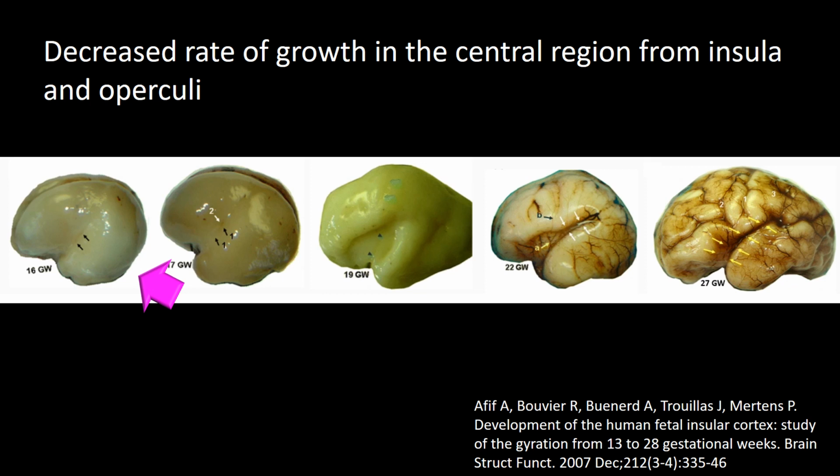Notice the initial configuration of the brain, the formation of the insula, and its gradual covering by the operculum, until the insula is no longer observed by looking at the lateral surface of the brain, as you can see indicated here.